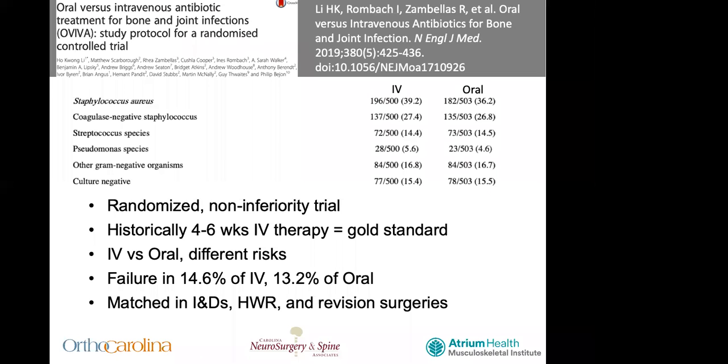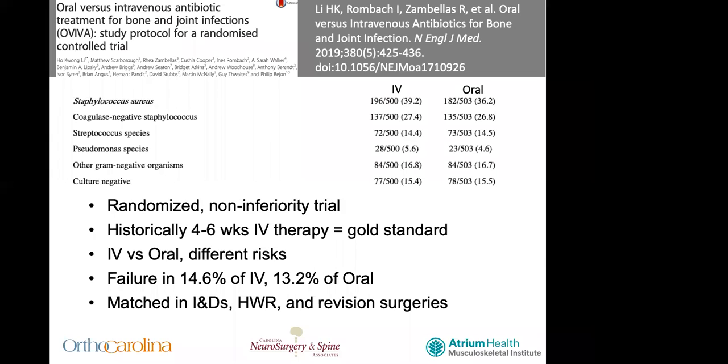They had seen usage of oral antibiotics in the NHS system for selected cases of bacterial endocarditis, MRSA skin and soft tissue infections, and febrile neutropenia. They ultimately got about 1,000 patients, 500 or so in each group, and found that treatment failure at a year, which meant that they had to continue antibiotics or go on to a separate surgical event, was about 14.6% in IV therapy and 13.2% in the oral therapy group.